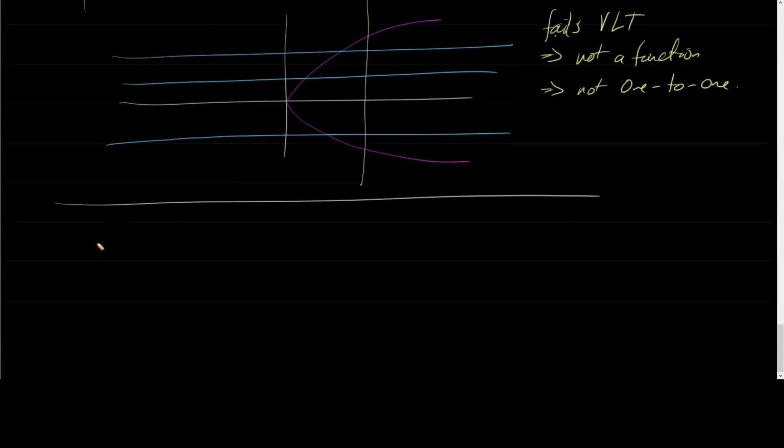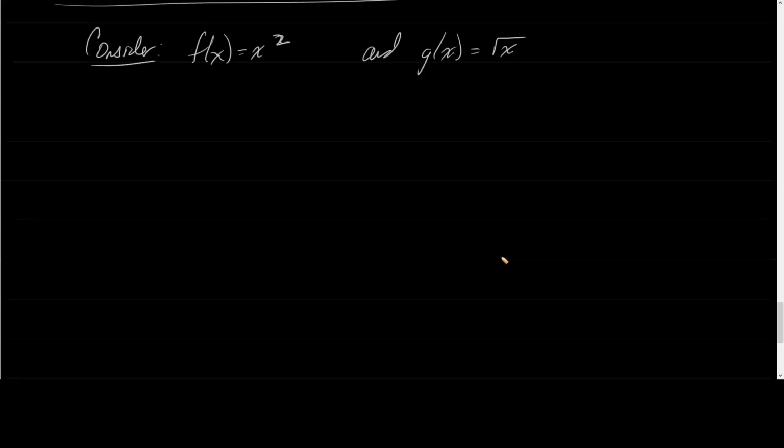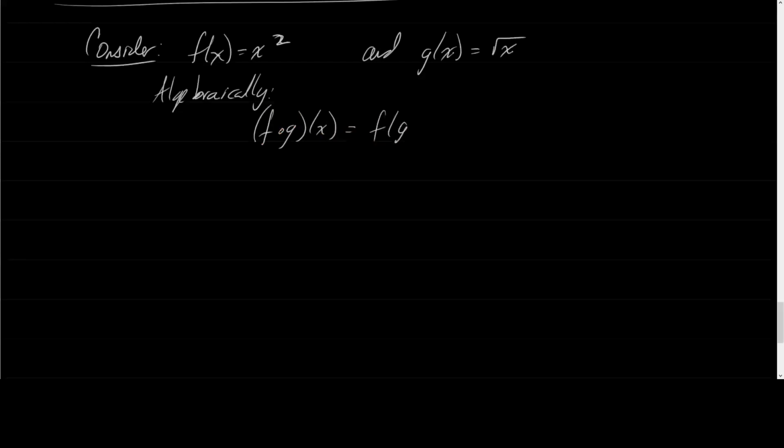All right. Now, let's talk about this a little bit though, because algebraically we can consider something. So consider f of x being equal to x squared, and g of x being equal to radical x. Algebraically, we have that f composed with g of x, in other words, f of g of x. Well, what does that mean? Plug in g of x into f, so we have g of x squared, so we have radical x squared, so we have x.